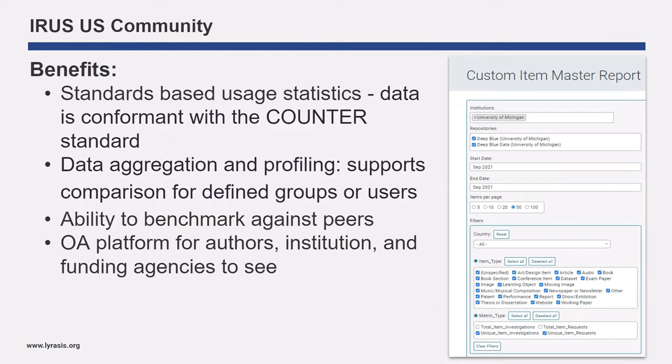Within each report, you can look at investigations, which is the COUNTER language for saying how many times users land on a page, versus requests, meaning how many times they actually open the research material on that page. And on the right side of this slide, you can see a screenshot of a custom item master report from IRUS. And as I said before, these are open access, so there's no barrier for anyone to see these. You can see lots of options for customizing reports, including filters for institution, the repositories within an institution if there's more than one, time frame, and even item type.